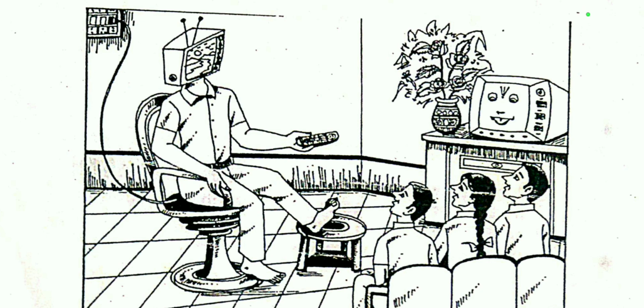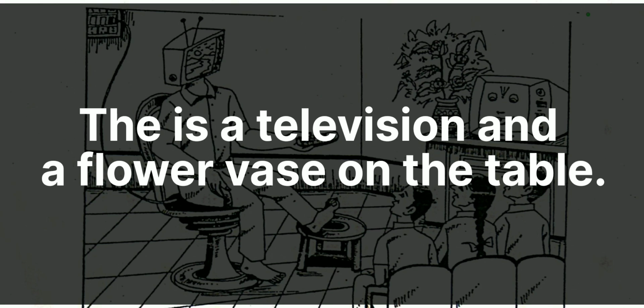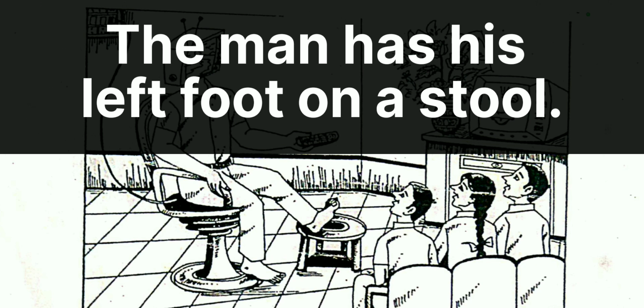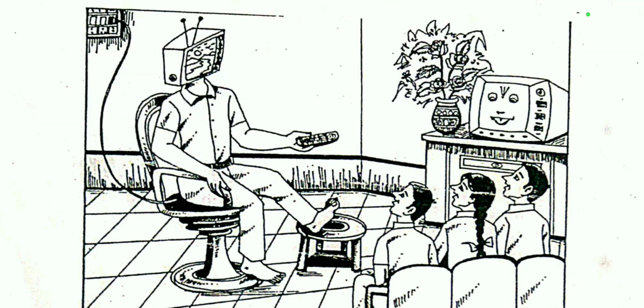After that, if you want to make it very simple, you can say there is a television and a flower vase on the table. There is a television, you should know the spelling also, you shouldn't make any spelling mistake, and a flower vase on the table. So, 4 to 5 sentences. The man has his left foot on a stool, S-T-O-O-L, stool. So the man has his left foot, F-O-O-T, foot on the stool. Like that, you must create the sentence.